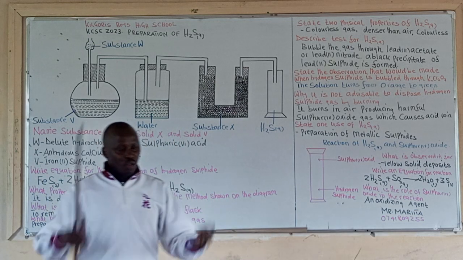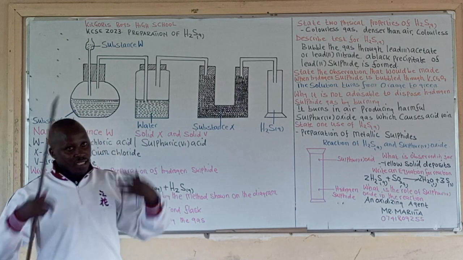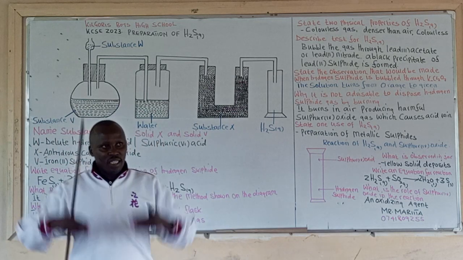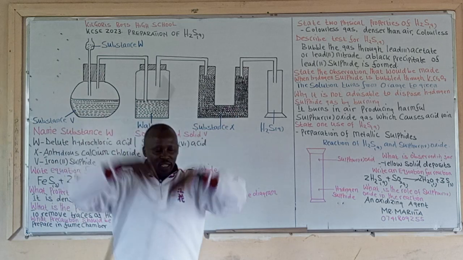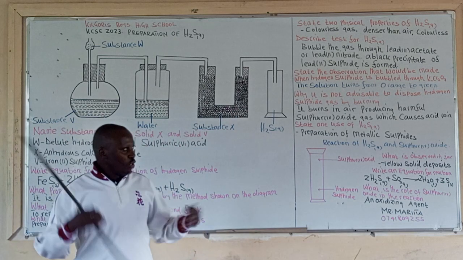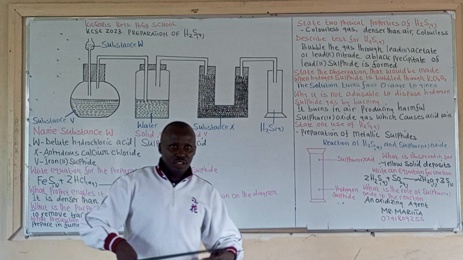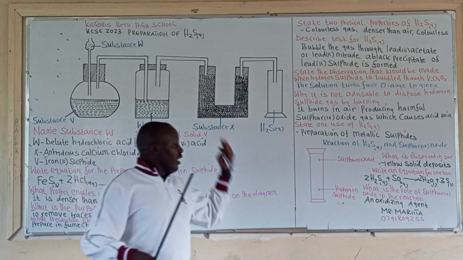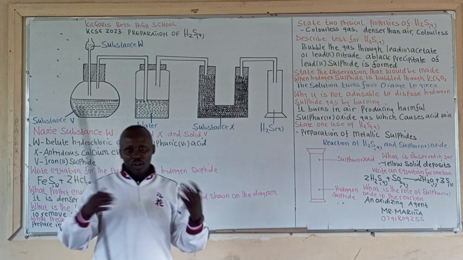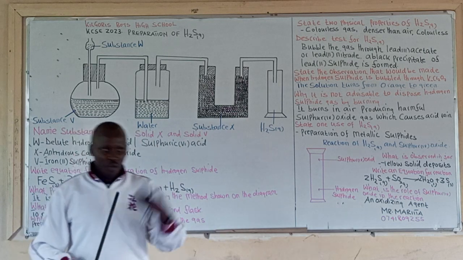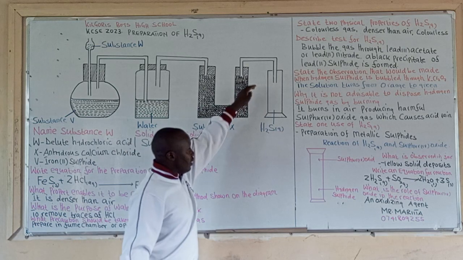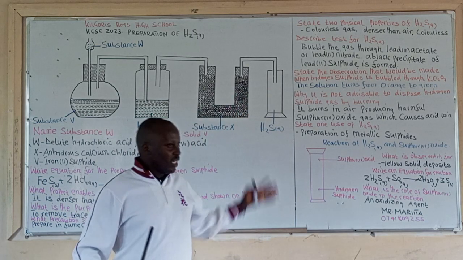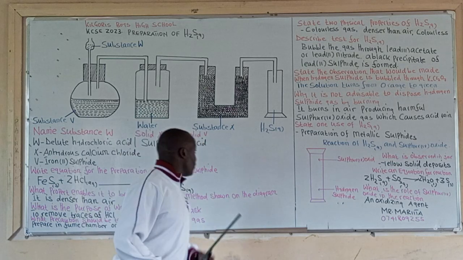We have various methods of gas collection. We have gases collected by the upward delivery method, which is the downward displacement of air. You can also talk of the downward delivery method, which is the upward displacement of air. And then we have gases which can be collected over water, over cold water, over warm water. So here we have the methods of gas collection and the property that makes the gas to be collected by the given method.